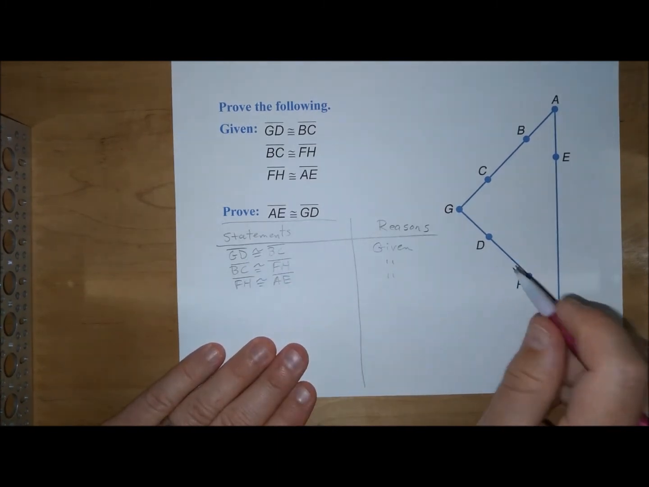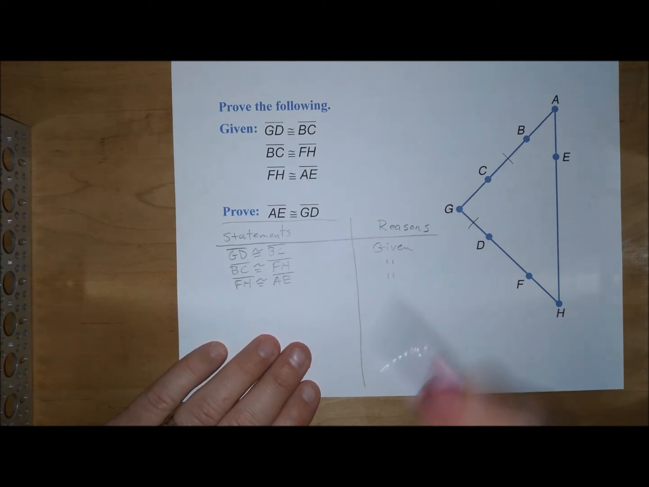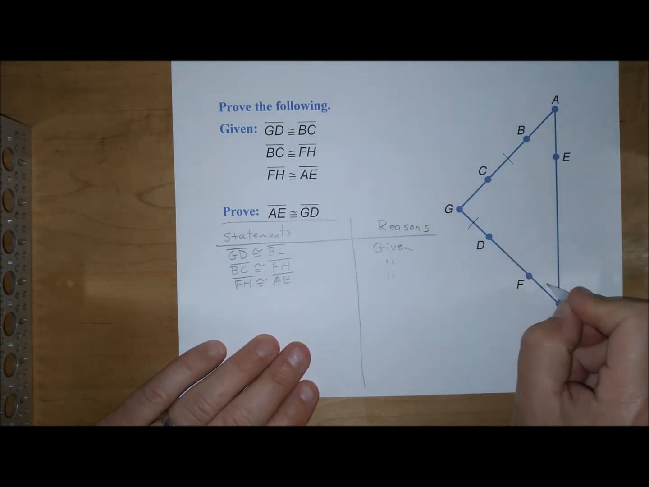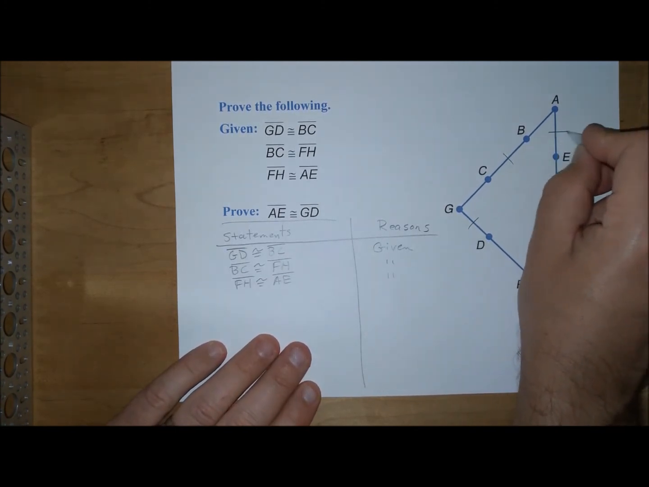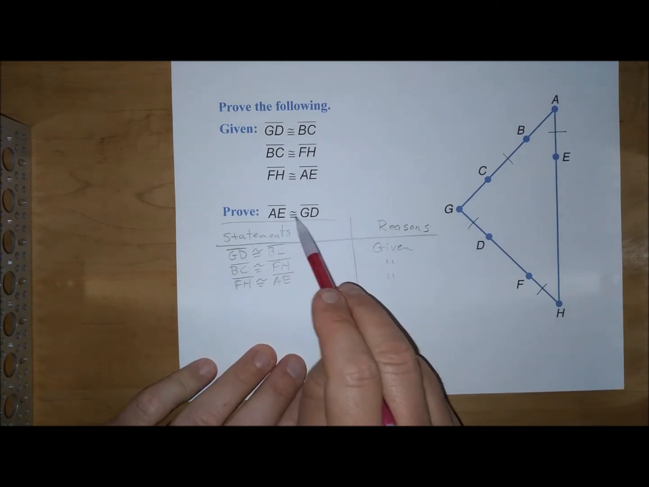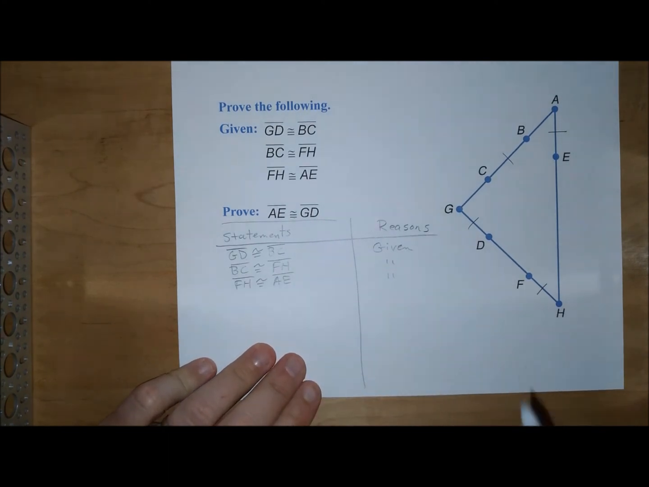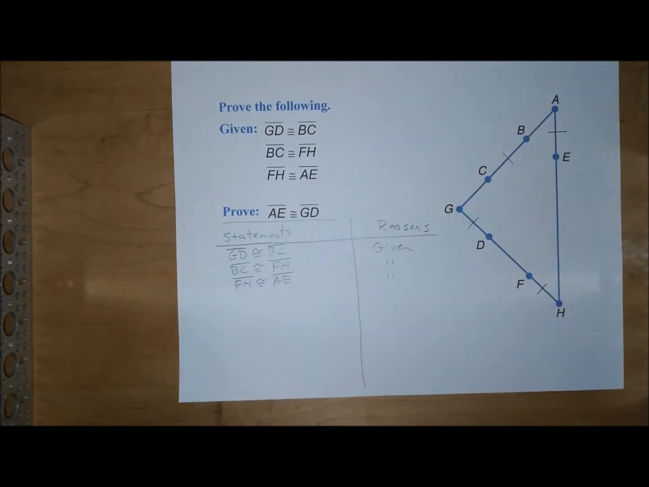Okay, and now before we start our proof, can we mark all of the given information? GD is congruent to BC. Segment GD congruent to segment BC, right there. Okay, and segment BC is congruent to segment FH. So BC is congruent to segment FH. Good. And segment FH is congruent to segment AE. Okay. And they're asking us to prove that segment AE is congruent to segment GD. Well, visually, we can already see that this is true, right? Okay, another advantage to marking the given information on the diagram. Have a good sketch and mark it up before you start your first statements on your proof.